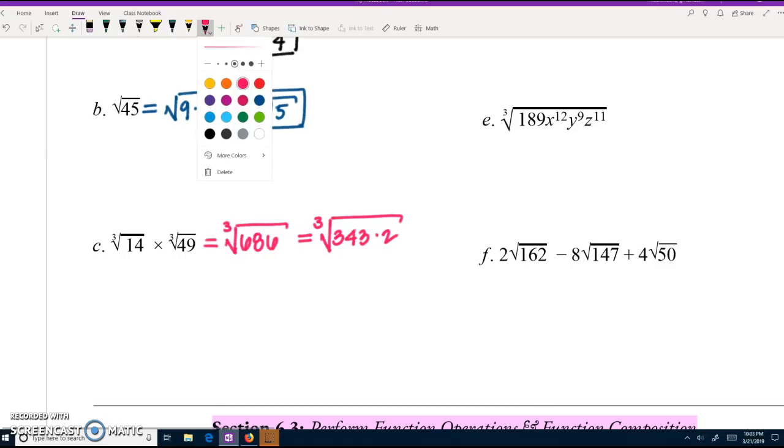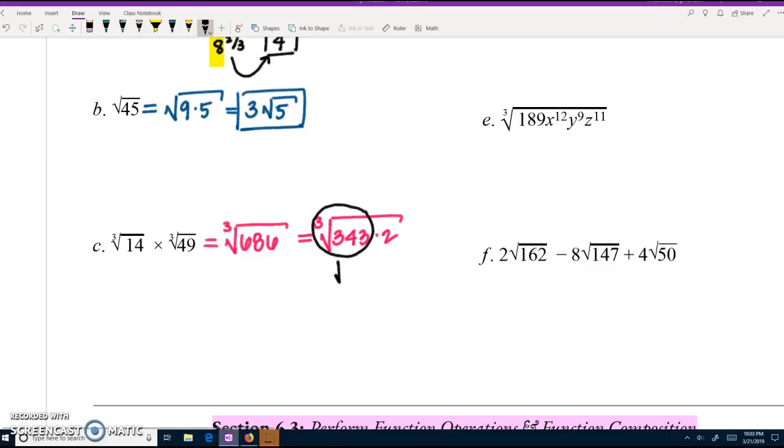At that point, then what I can do is simplify this cubic root operation, because the cubic root of 343 is 7, and then I'm going to be left with the cubic root of 2 because I can't do anything else with that.